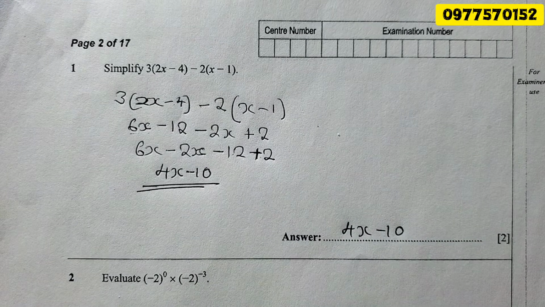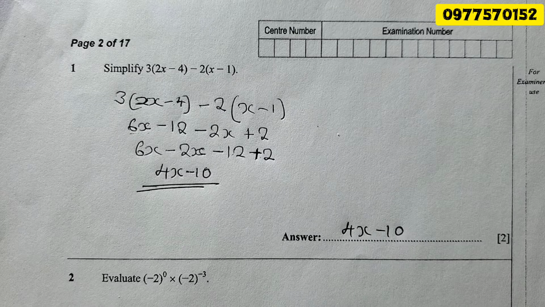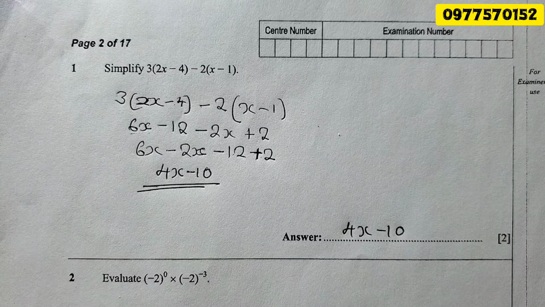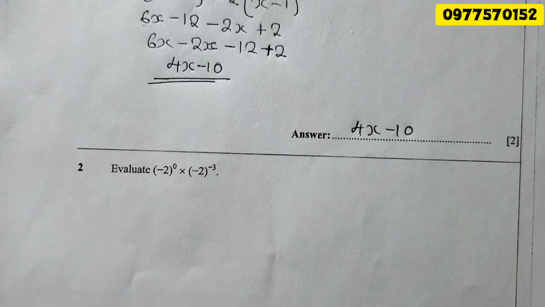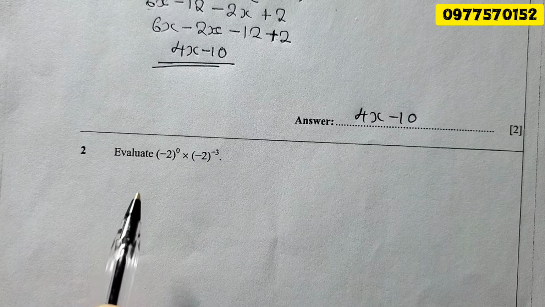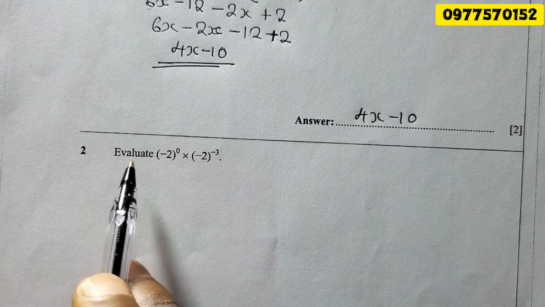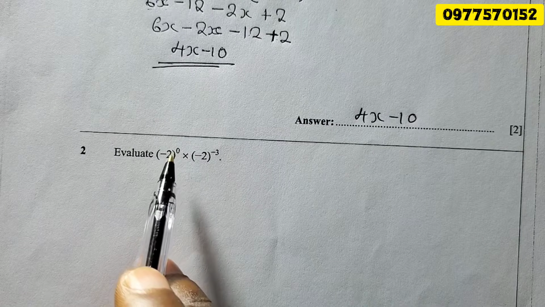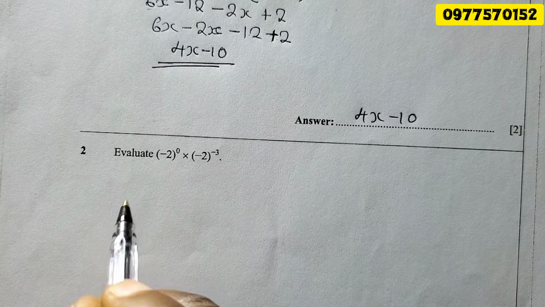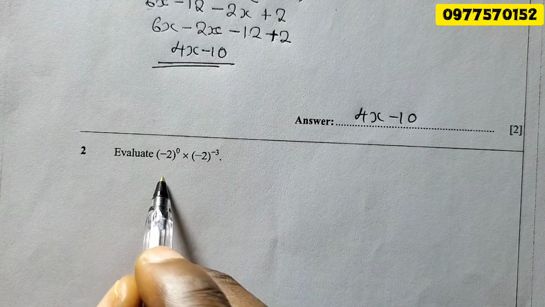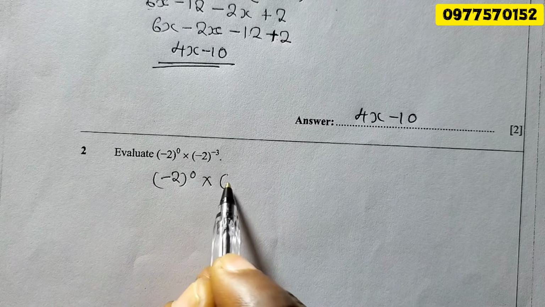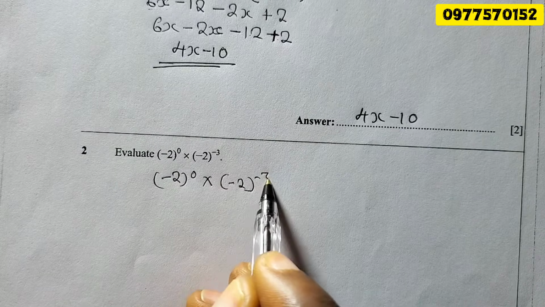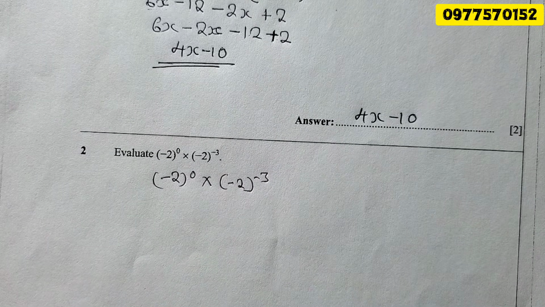Very good. Let's go to the next question, which is question 2. So we have 22 more questions to go. Okay, so this is question 2. We are asked to evaluate negative 2 to the power 0 multiplied by negative 2 to the power negative 3. Is it visible?